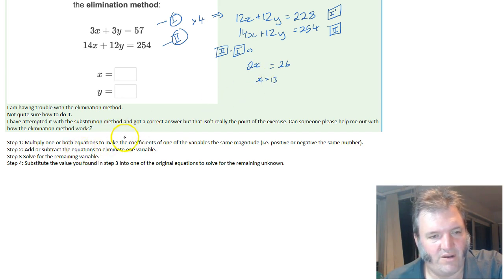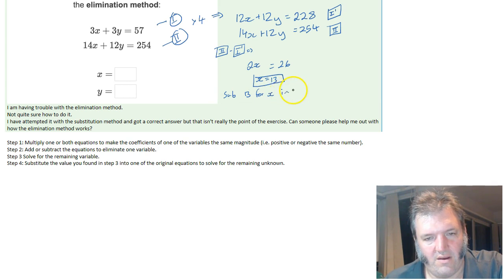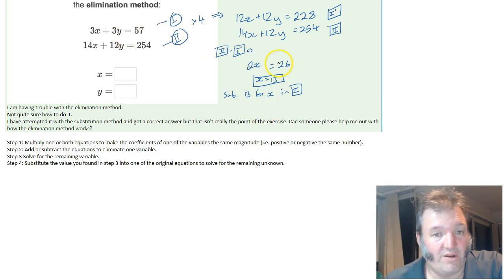So I've done step 1, done step 2, and solve for the remaining variable. We've done step 3. What's left? Take this value, substitute it into either of the original equations to solve for the other value. So I'm going to sub it into 1, so I'm going to say sub 13 for x in equation 1. I'm not going to use 1 prime this time. I'm going to use just 1 because it's smaller numbers, makes it a bit easier.